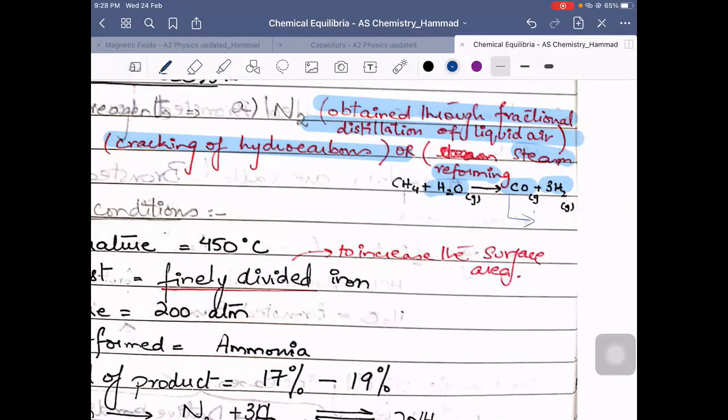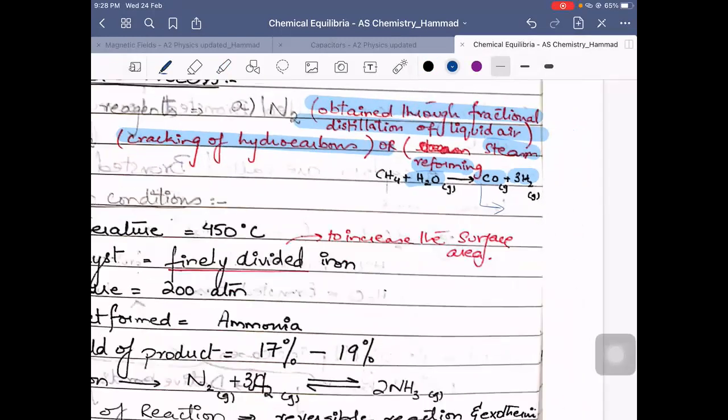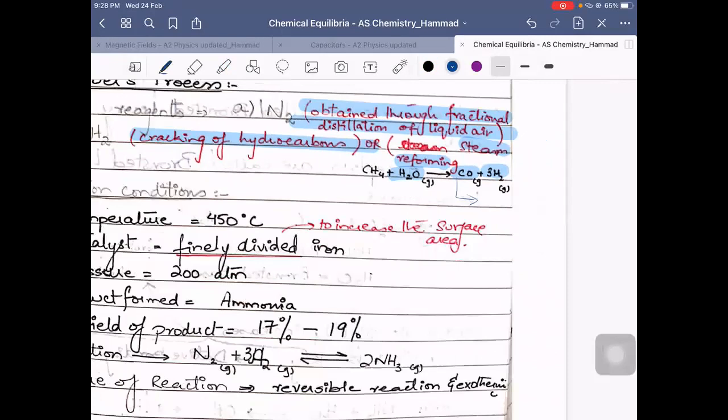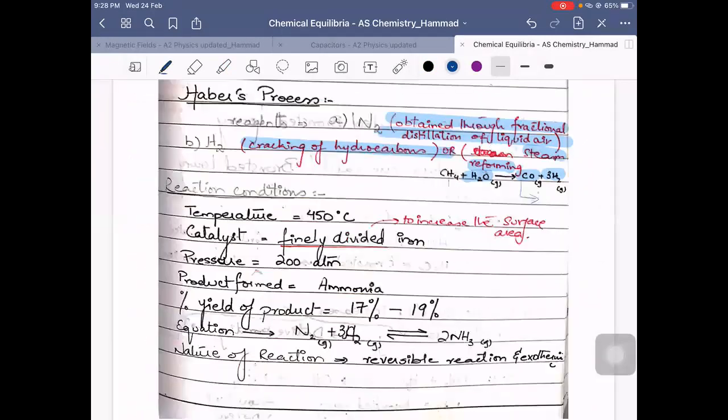it has limited usage. For Haber's process, you need to learn the conditions: 450 degrees Celsius temperature, finely divided iron, 200 atm pressure, and the product formed is ammonia. Please understand that the yield of the product is 17 to 19%, and the equation is like this, and the nature of the reaction is reversible and exothermic.